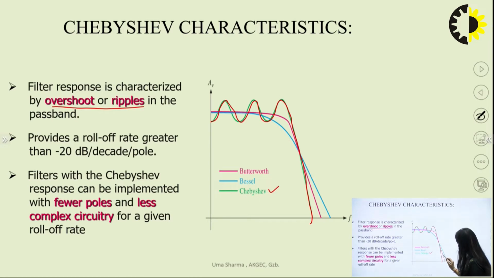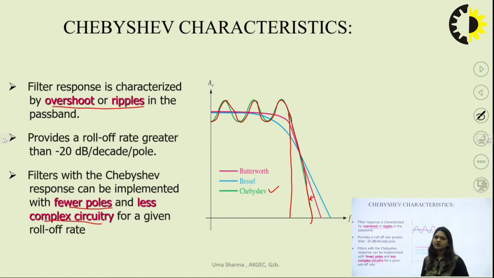Now this curve is shifted towards the left-hand side, so that means the gain roll-off rate is very high, and this is the desired characteristic. In the stop band, we want this graph to meet the ideal graph, something like that. So Chebyshev filters have fewer pole requirements. That gives less complexity to the circuit, because with fewer poles, the component requirement is less.